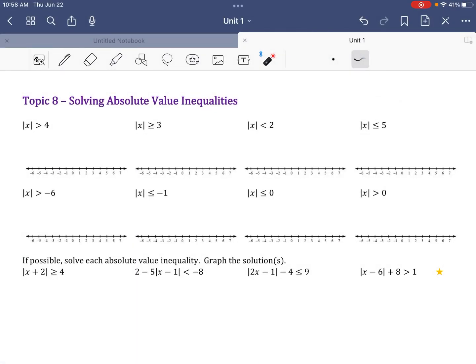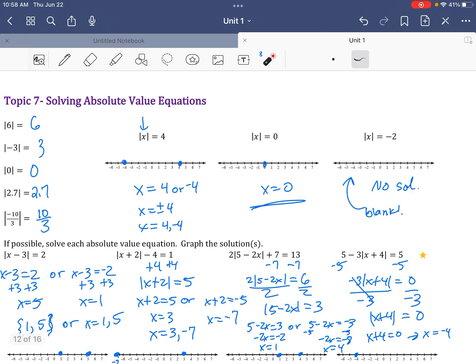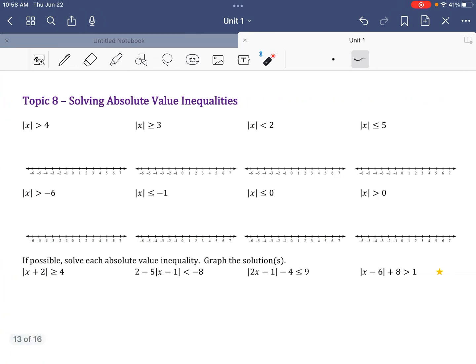All right, so here we're going to be solving absolute value inequalities. Now, with absolute value equations, you would make two equations and solve each of them. So this is going to be very similar. All right, so first let's just talk about general concepts.